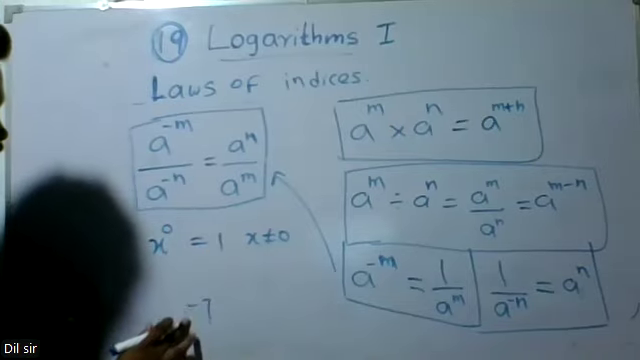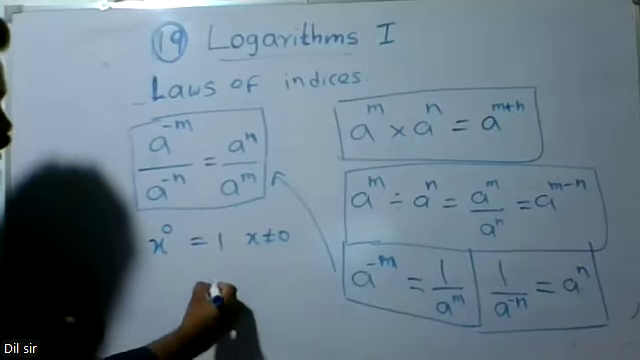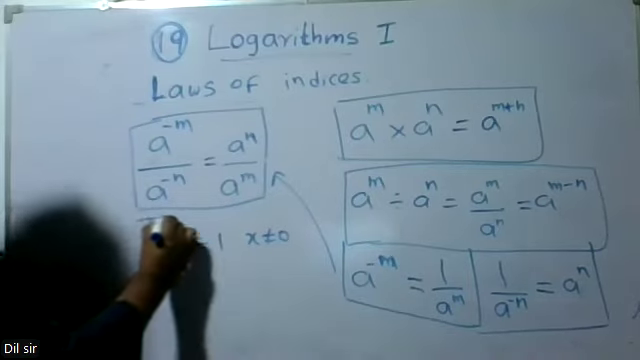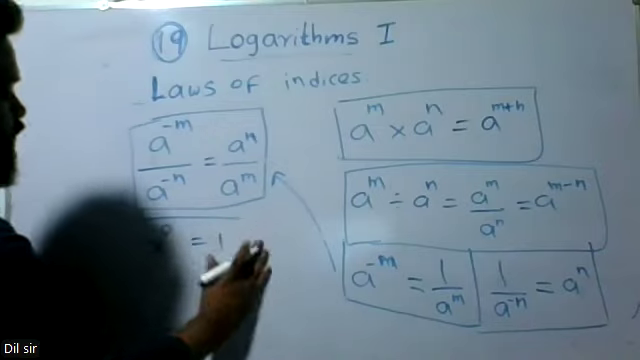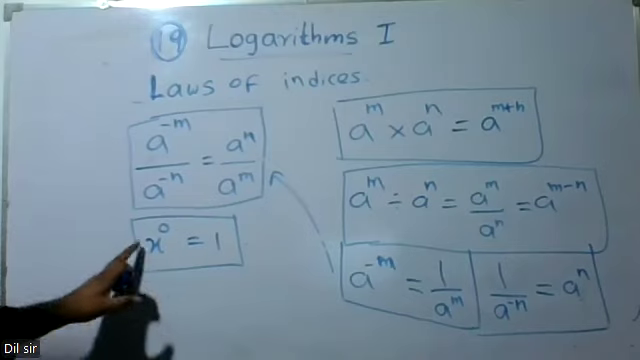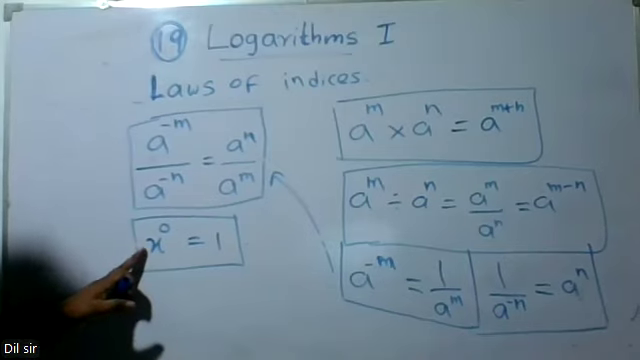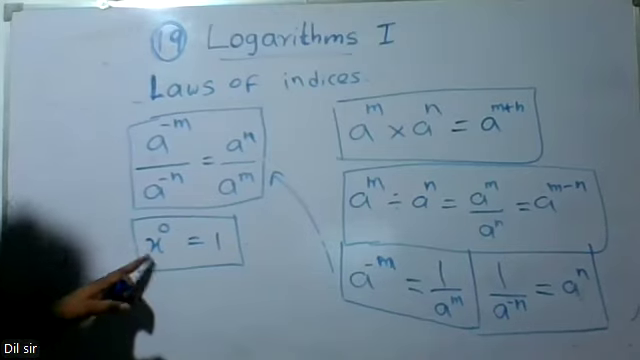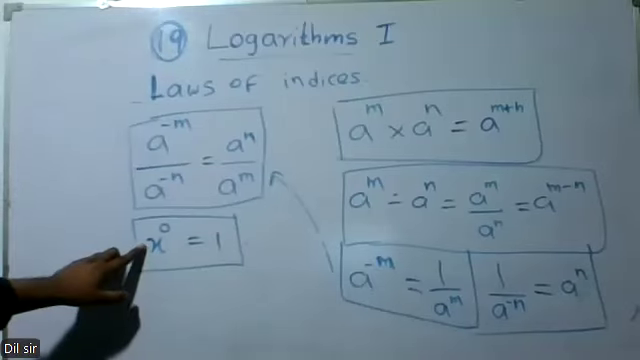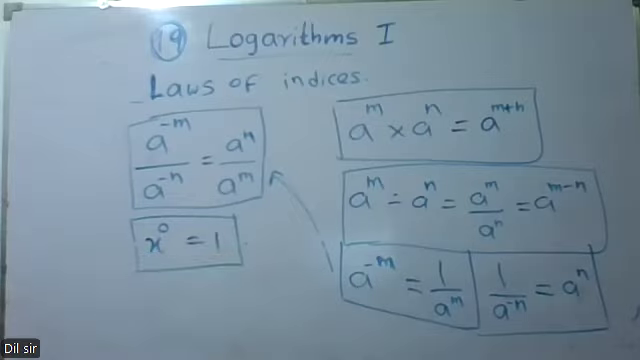Minus 7 to the power 0 is also 1. This is the zero index law. No need for this much, writing this one is enough. X to the power 0 is 1. X can be any value except 0. X can be any value, but it cannot be zero. X can be 1000. 1000 to the power 0 is 1.